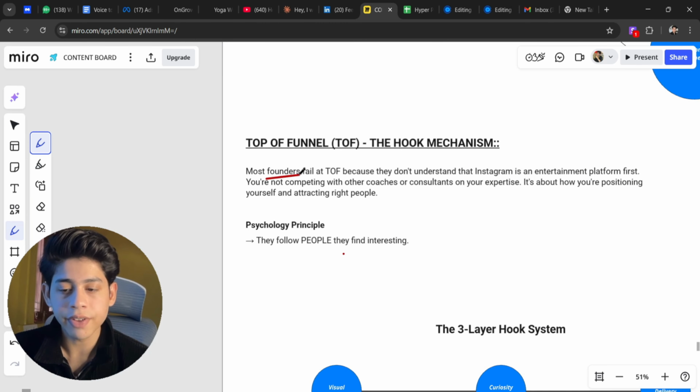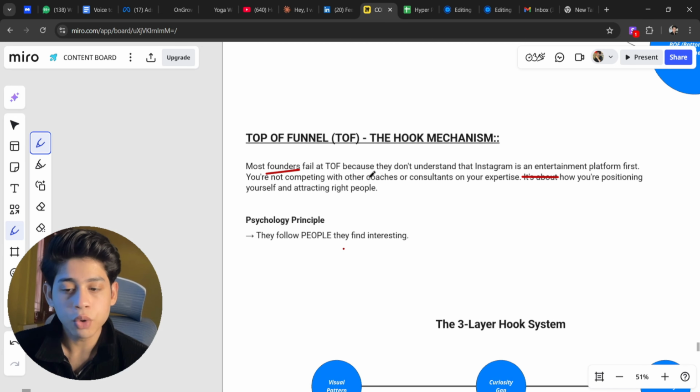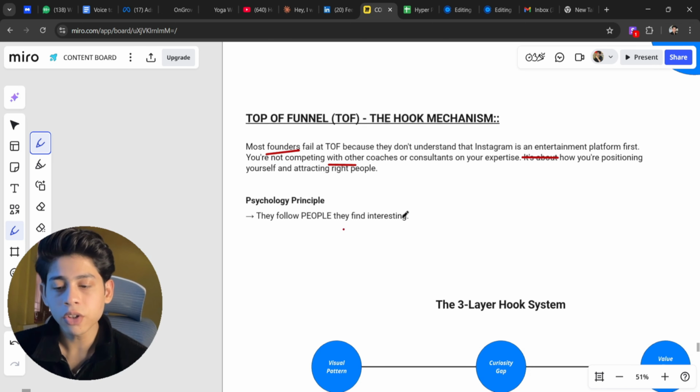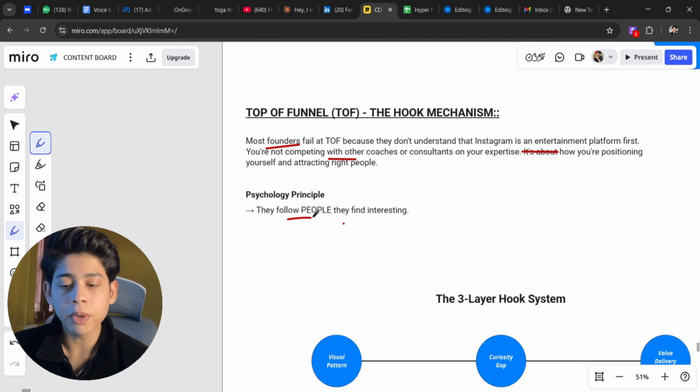Most founders fail at the top of the funnel because they don't understand that Instagram is an entertainment platform first. You are not competing here with other coaches or consultants on your expertise. It's about how you are positioning yourself and how you are attracting people, right? Because the psychology principle is people like to follow people they find interesting. So here you are not competing on how good you are. It's all about how you are presenting yourself and positioning yourself.